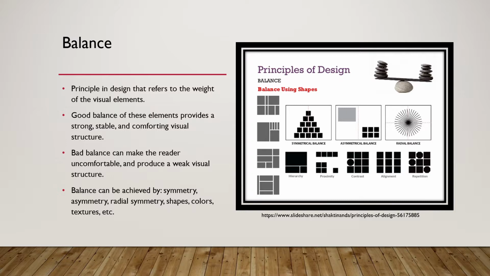So the first concept is balance, a principle in design that refers to the weight of the visual elements. Good balance of these elements provides a strong, stable, and comforting visual structure. Bad balance can make the reader uncomfortable and produce a weak visual structure. Balance can be achieved by symmetry, asymmetry, radial symmetry, shapes, colors, textures, etc.